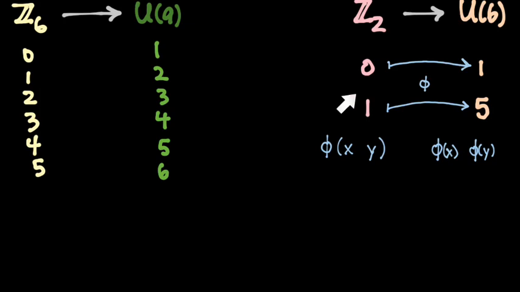What's the operation in Z mod 2? Addition modulo 2. So I'll put a little 2 under there just to cover my bases. What's the operation in U6? Multiplication mod 6. So a little 6 under there just to remind myself. Okay, so why is this true?